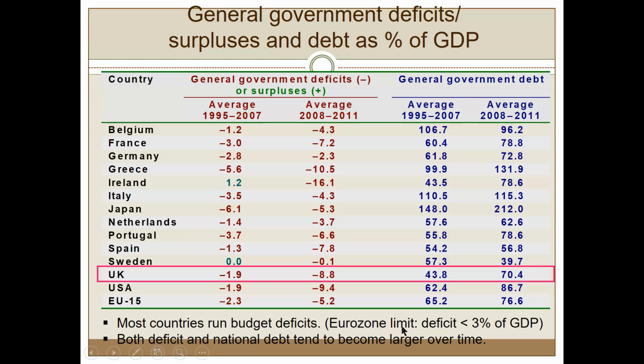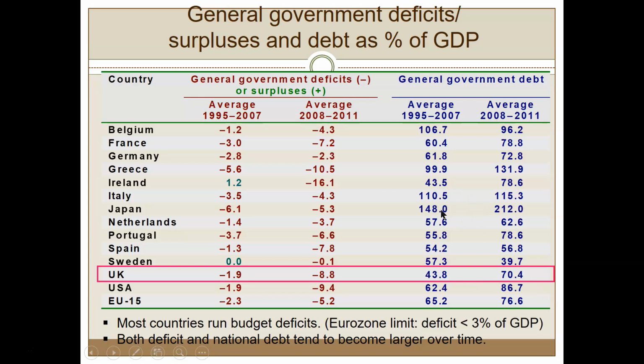In Europe, the accepted limit is that deficit should not exceed 3% of GDP. And as you can see here, immediately after the global financial crisis, majority of countries didn't satisfy this criteria. What is also important is that both deficit and national debt tend to become larger over time, because the more deficit we run, the higher our national debt will become. Because we accumulate deficits, we overspend in 1 year, in the second year, in the third year, and gradually the debt will accumulate. For example, in our country, immediately in 3 years after the financial crisis, our national debt has increased from about 43% of GDP to over 70%.